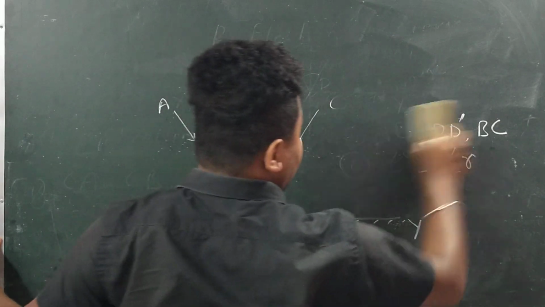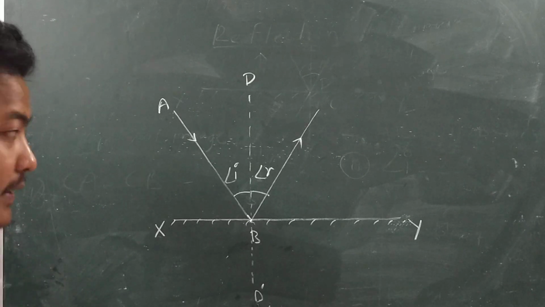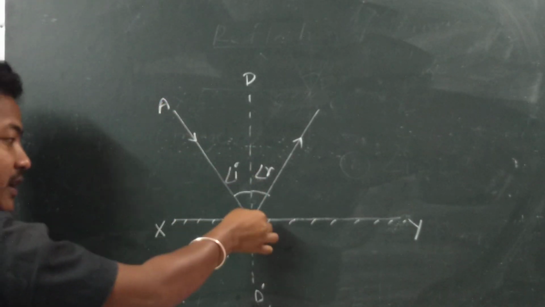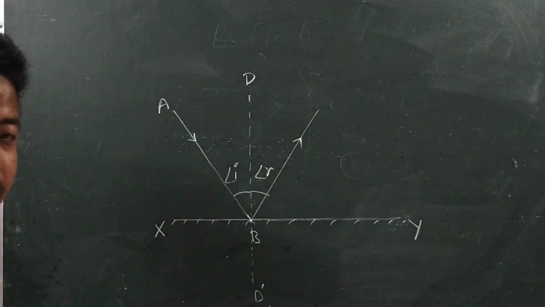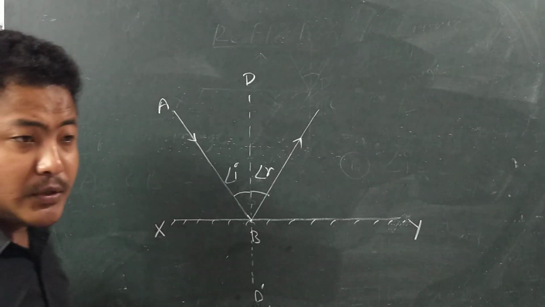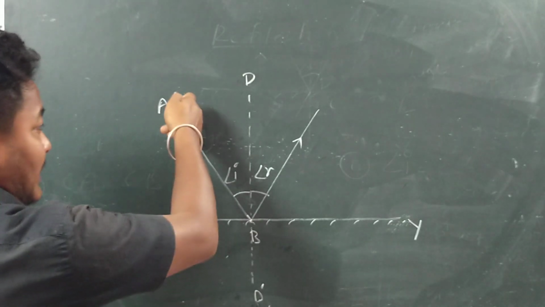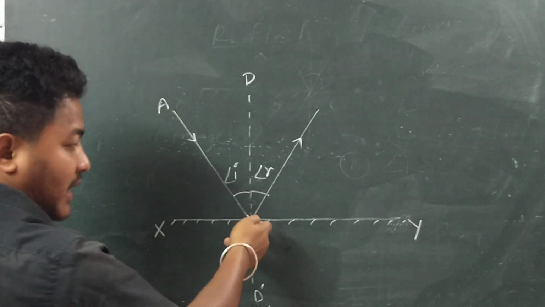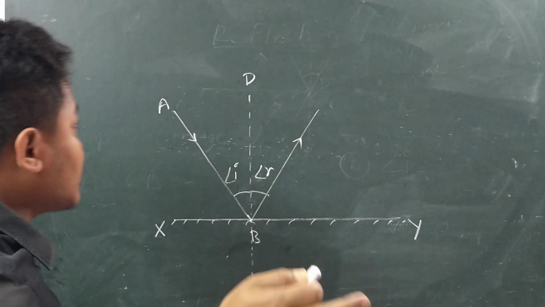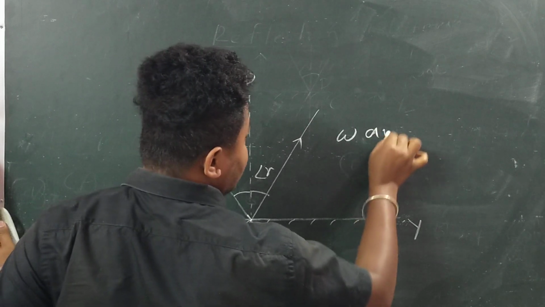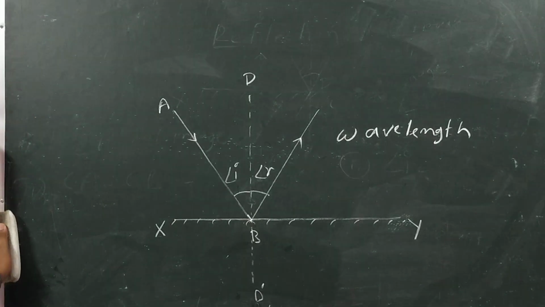One more thing I forgot to tell you. You just note it down. In case of reflection of light, when the light is coming from the source and striking the surface, and once it bounces back, that means it is reflected. There will be no change of frequency, speed, or wavelength. That means when this ray of light strikes the surface and is reflected back, in the case of reflection of light, there will be no change in what? There will be no change in wavelength. Wavelength will not be changed.